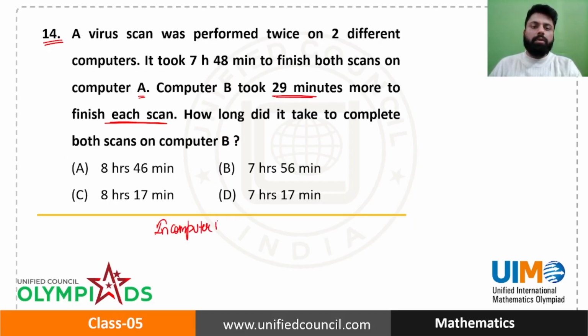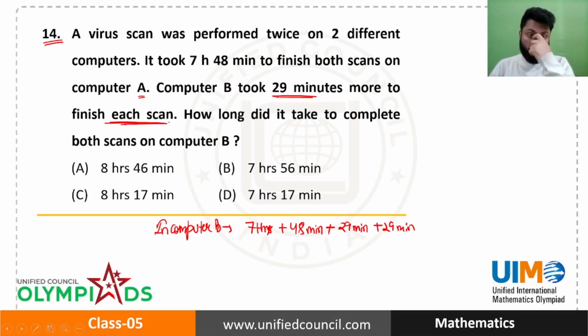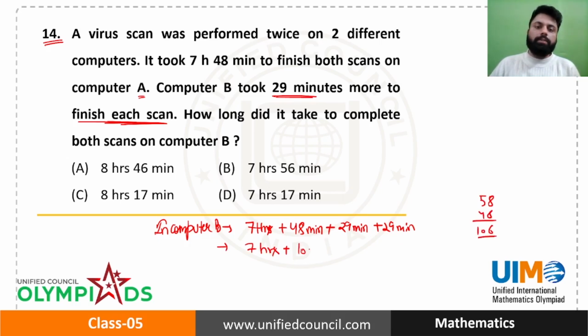In computer B, the time is 7 hours plus 48 minutes plus 29 minutes plus 29 minutes. The reason is because it is taking 29 minutes more to finish each scan. This is 7 hours plus 29 plus 29 is 58 plus 48. This is 106 minutes.